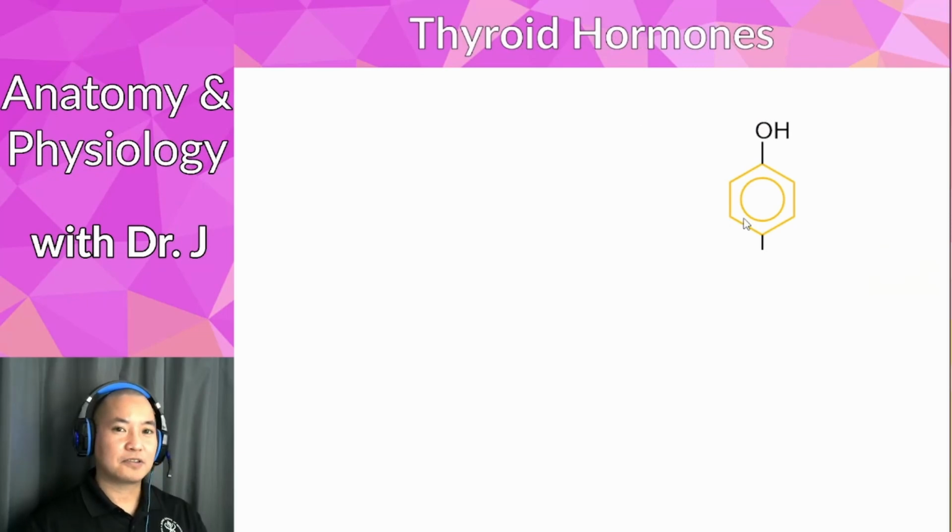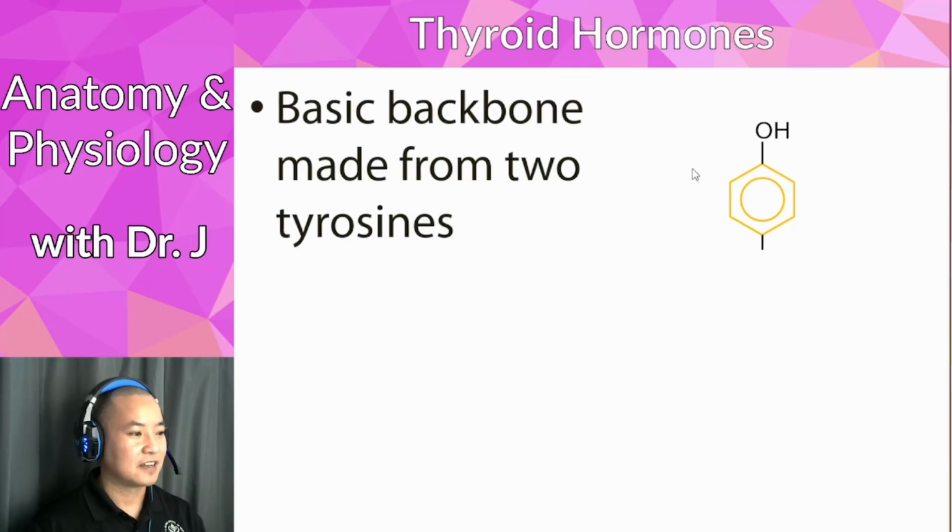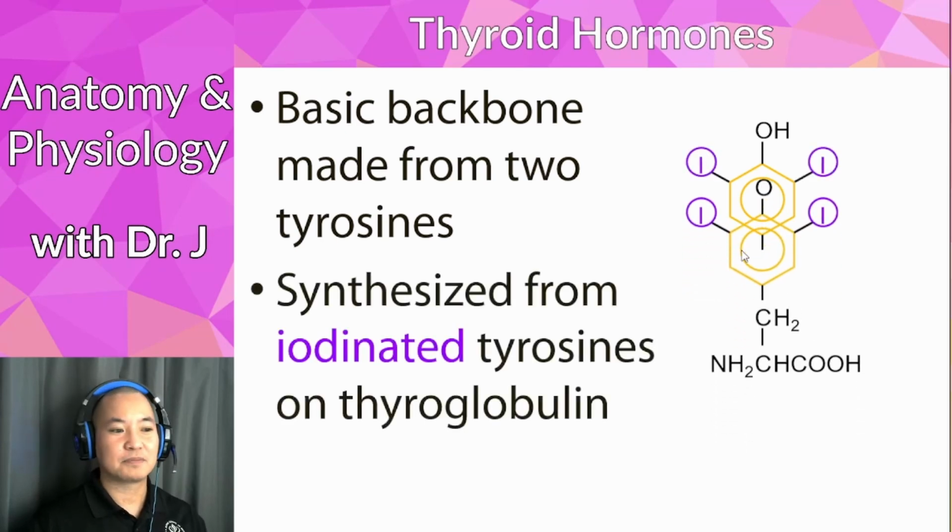Let's go to thyroid hormones, this big asterisk. So this is why I'm showing you this tyrosine ring over here. The basic backbone of thyroid hormone is made from two tyrosines. Again, monoamine meaning one, but it's actually a diamine. So it's made from two amino acids.